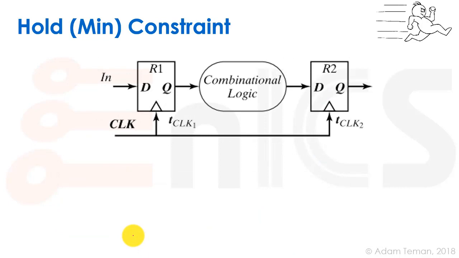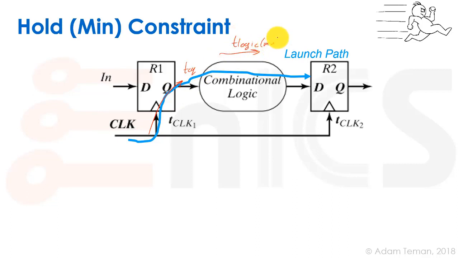So let's look at that again, looking at the capture and the launch path. The launch path in this case is again this TCQ plus this T logic, but it's going to be some sort of a minimum logic. It's also going to be some sort of a minimum TCQ. On the other hand, our hold path, well, we don't have a big T because it's according to the same clock edge, but we do have a hold time constraint.